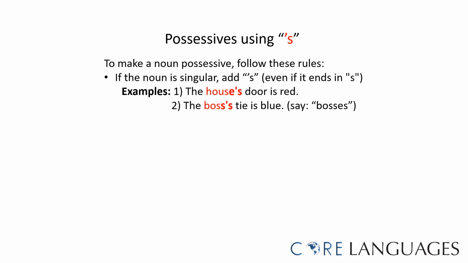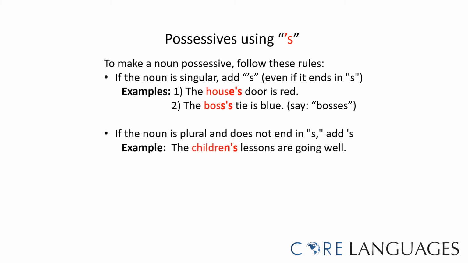Or, the boss's tie is blue. Notice that I'm changing the pronunciation slightly. I say houses and bosses. If the noun is plural and does not end in S, we add apostrophe S. For example, the children's lessons are going well.